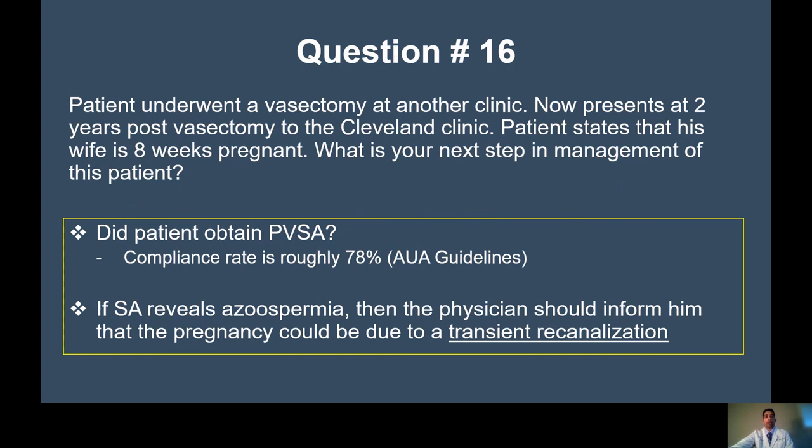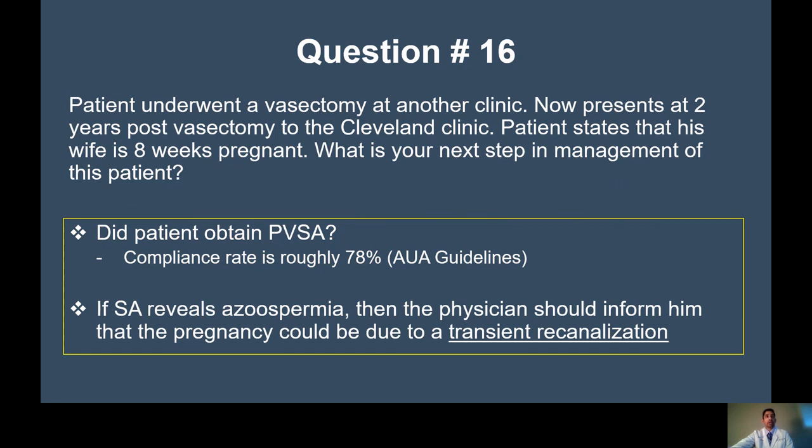So one of the most common causes of this is the patient never obtained a post-vasectomy semen analysis as recommended after the vasectomy. According to the AUA, the compliance rate is roughly only 78%. So a quarter of patients do not get the appropriate semen analysis after the vasectomy to ensure a negative test.